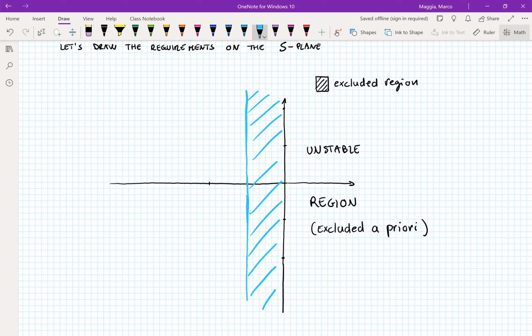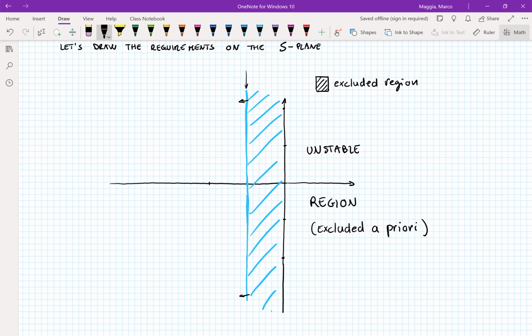We're going to exclude a priori the right-hand side of the complex plane because that represents the unstable region, and obviously we don't want an unstable system. So the excluded region will have these marks here. So we can actually choose any point to the left or even on this line.